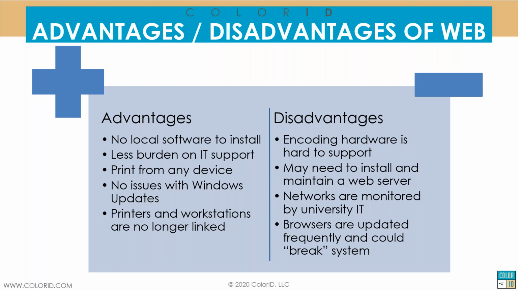You may need to install and maintain a web server, to get the software out to everybody's browsers. Networks are monitored by university IT, which is often a disadvantage. You're something now on their network. They didn't know you existed before. We've had instances in some cases, we've heard, that over the weekend the ID software was wiped off all the PCs because the network people didn't know it was there, or didn't want it there. I mean, we hear these kinds of crazy stories.